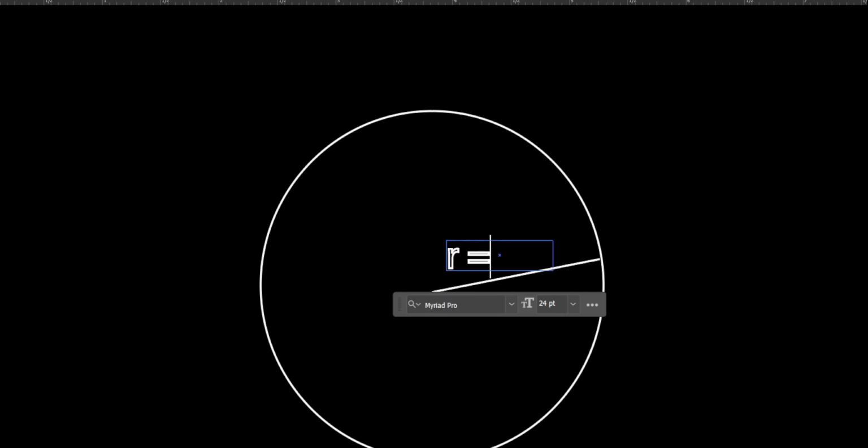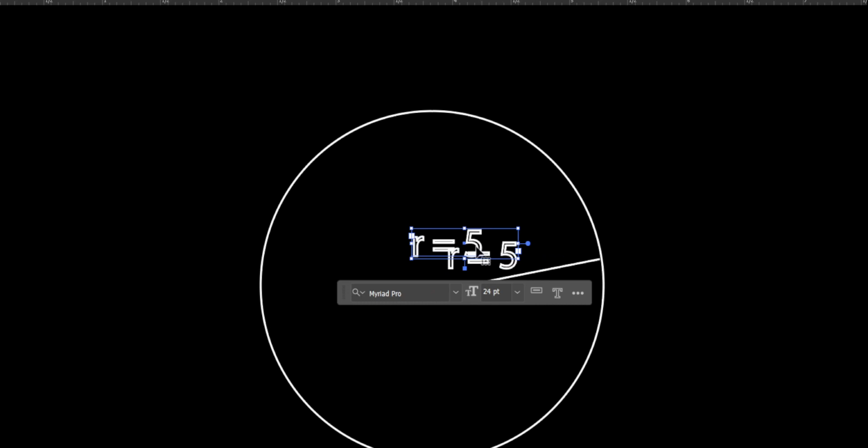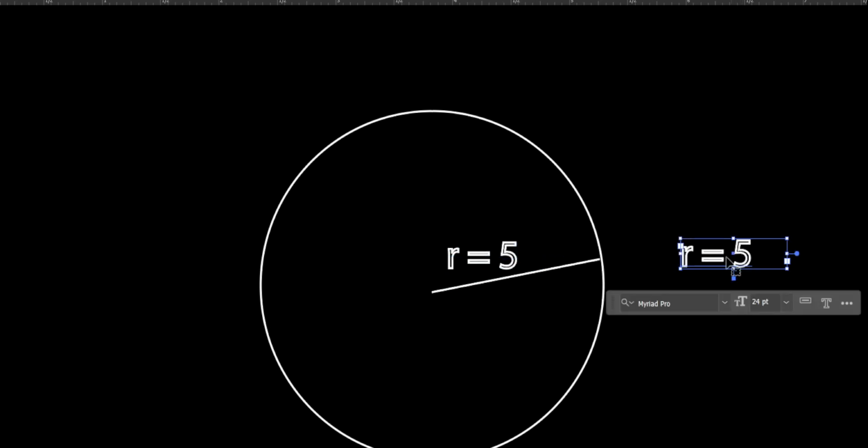Okay. And so, if the circumference, I'm sorry, the radius, right? The radius is equal to 5, then what is the circumference? Let's push this over here. So that means the circumference is going to equal 31.4.